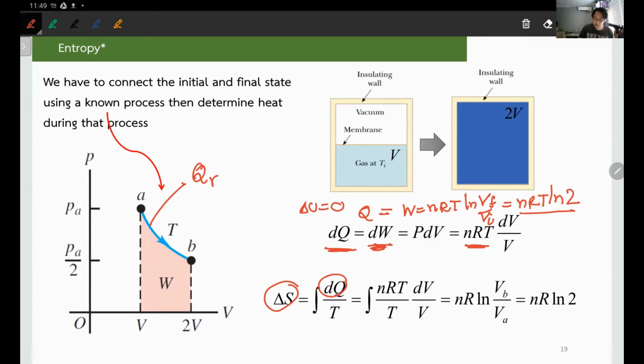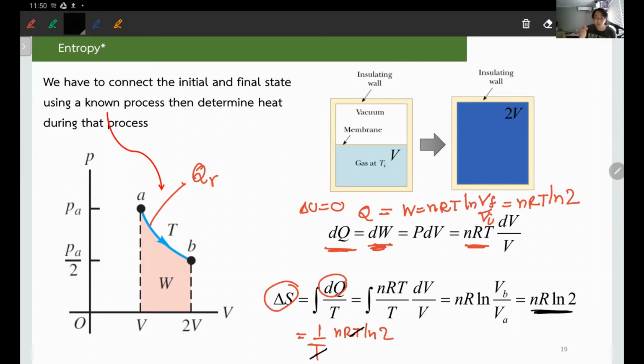I don't want to deal with the integral and all this stuff, so I'm going to do it below here. So it's going to be 1 over T times nRT log 2. Just make it a little bit simpler. And the T cancels. That's it. I get the change of the entropy to be nR log 2.